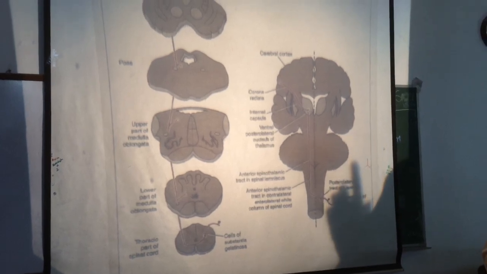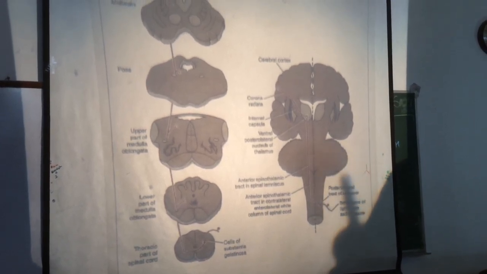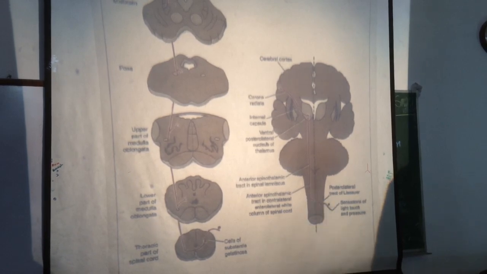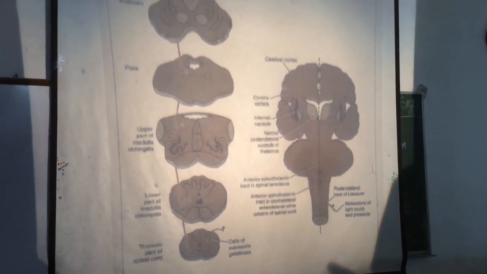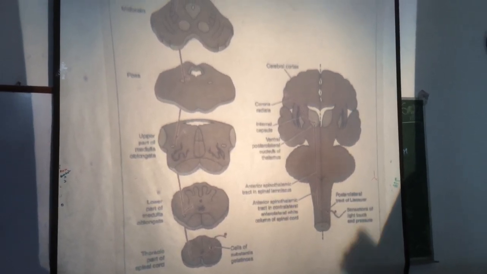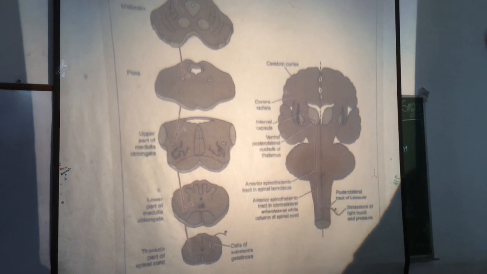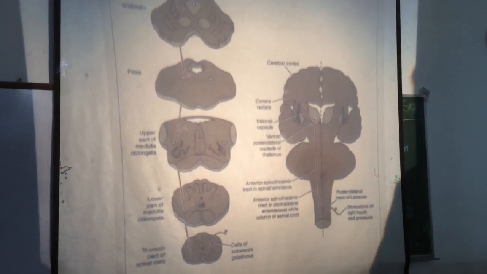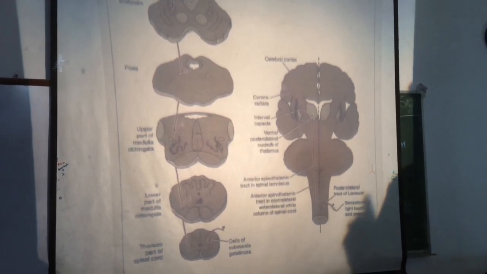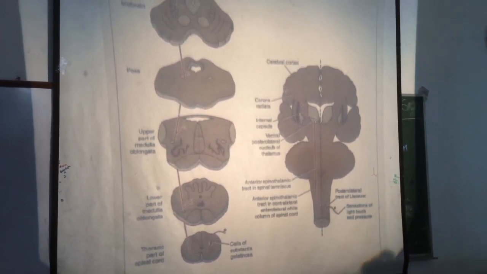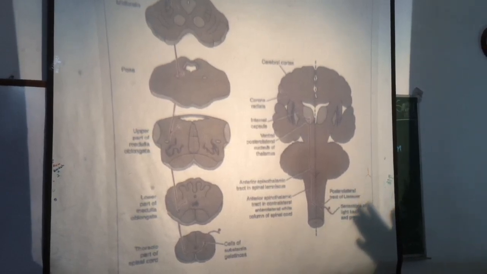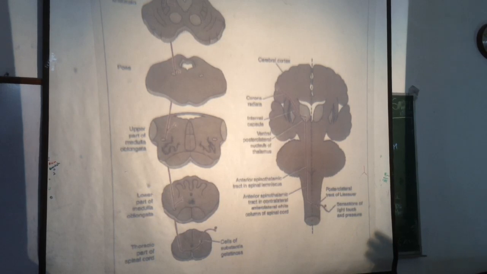Keep in mind that there are two types of pain: fast pain and slow pain. I have discussed the pathway of this tract. This is the pathway of temperature and fast pain impulses.